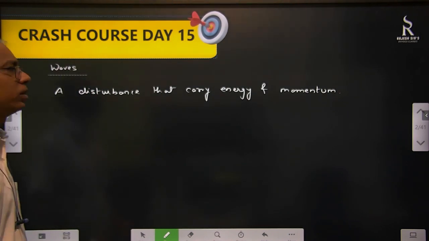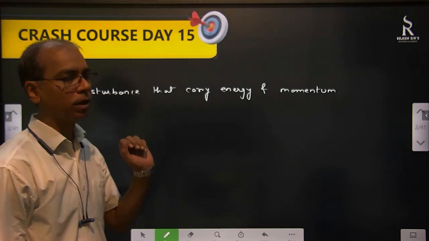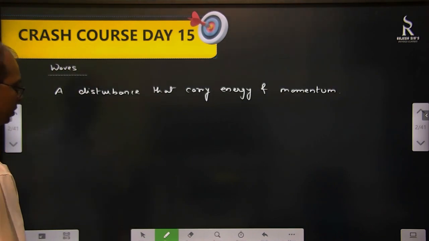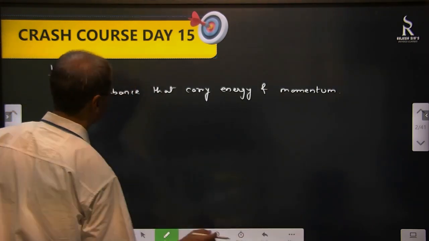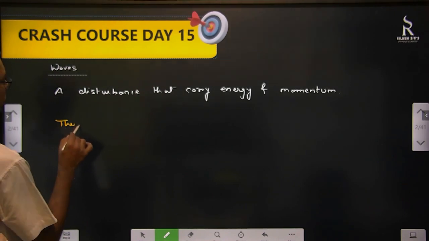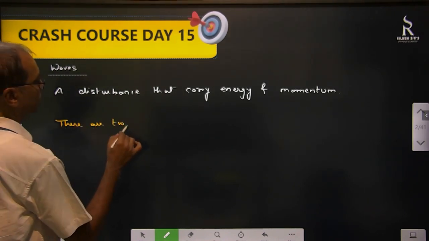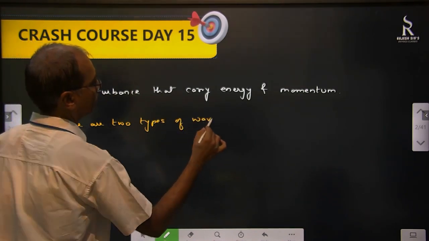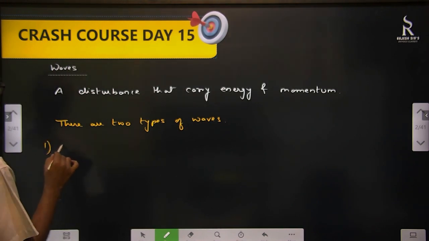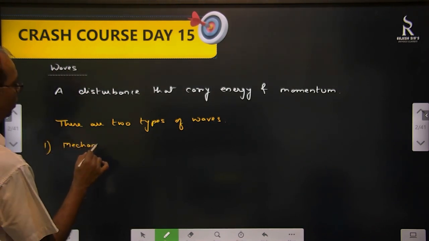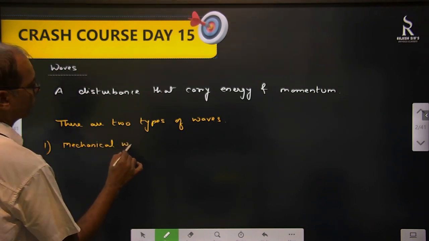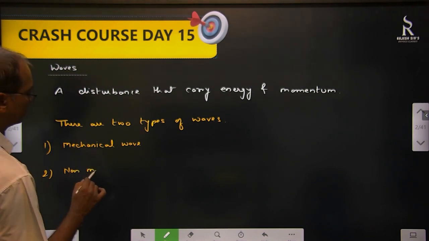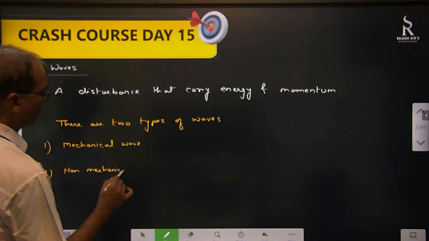So do we require a medium for that? No, we are understanding it with the help of the medium, but there are certain waves in which a medium is not required. So there are two types of waves: mechanical and non-mechanical.